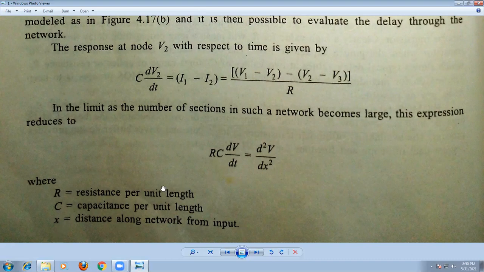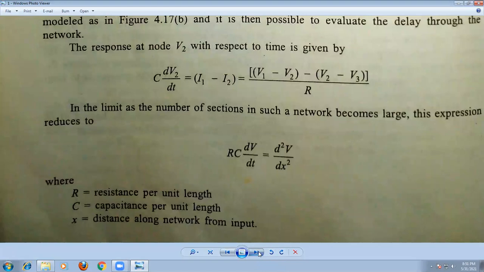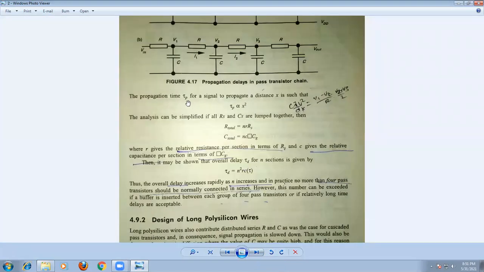There is some propagation of the signal, and this propagation time is proportional to the square of the distance. So we can consider that for a signal to propagate a distance x, there is a propagation time tau p, and as we know, the propagation time is proportional to the square of the distance. So tau p is proportional to x square. The signal will propagate from this point to here in time tau p, whose value is proportional to the square of the distance.